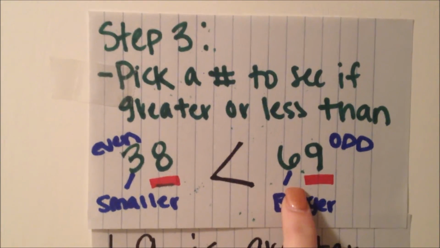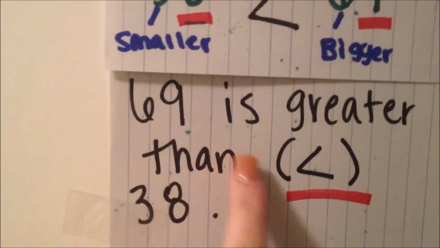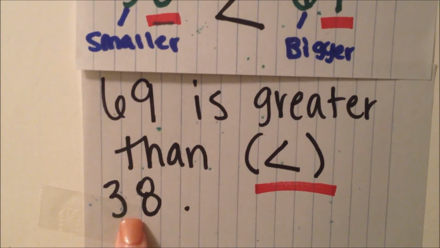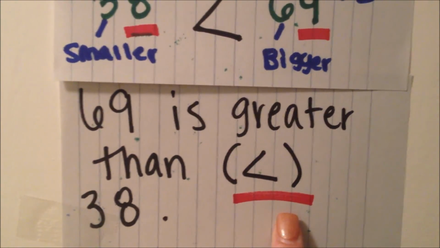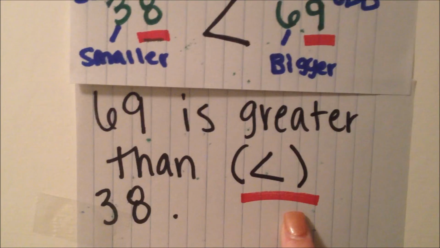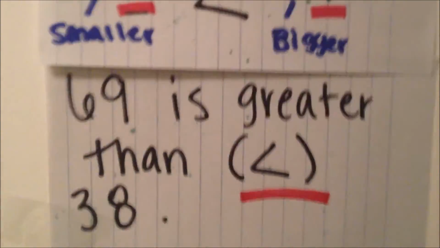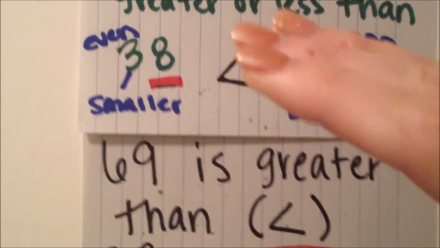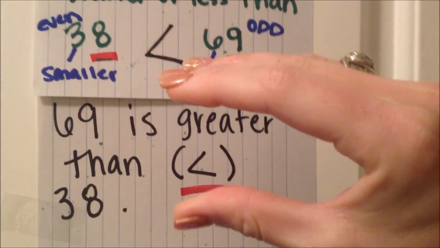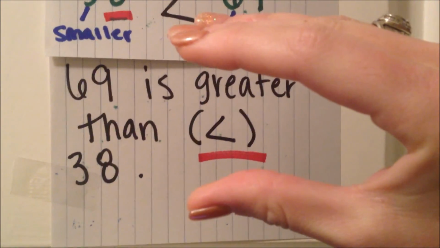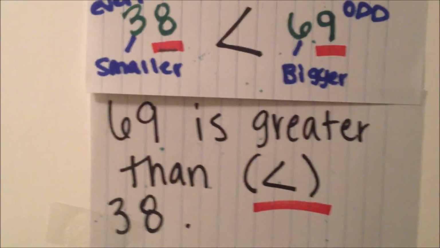So therefore, 69 is greater than 38. And that is the symbol that we use for greater than. And if it's the other way around, then you just turn your mouth the other direction. And that is my strategy.